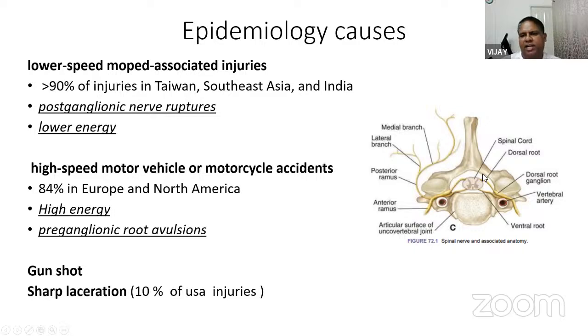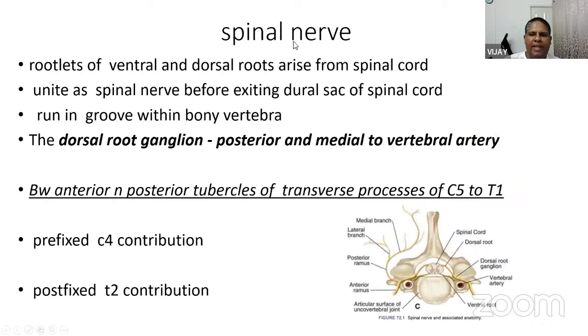First of all, to understand what a ganglion is, what a spinal root is, and what the post-ganglionic part of the brachial plexus is, let us see how a spinal nerve is formed. A spinal nerve arises from the ventral and the dorsal roots of the spinal cord.